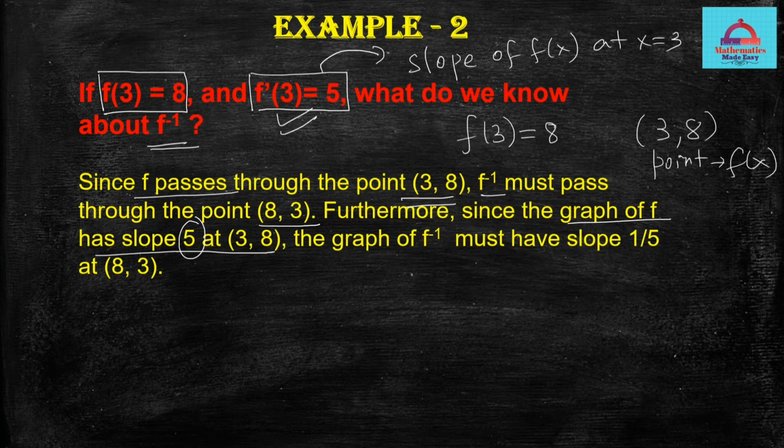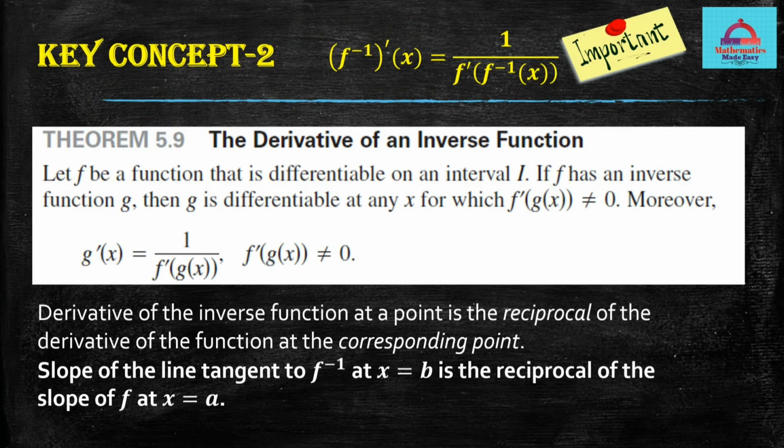Therefore the graph of f inverse must have the slope which is again the reciprocal, that is 1 comma 5 at this point. So that is your example 2. The important observation that you saw in the last question brings us to this key concept 2. Now this key concept 2 is known by a theorem called the derivative of the inverse function. So what does it say?